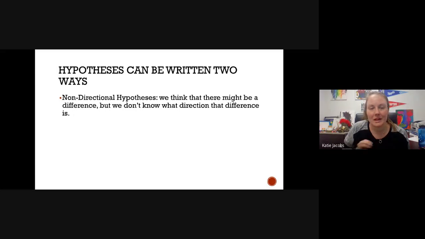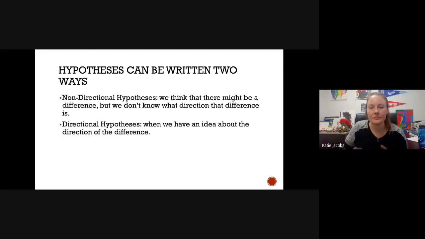So again, our hypotheses can be written two ways. Non-directionally, we think that there might be a difference, but we don't know the direction of that difference. And so we showed that with the example of seeing if there are significant differences between people who eat chocolate every day and those who don't, and their levels of happiness. So we write our hypotheses directionally when we have an idea about the direction of difference.